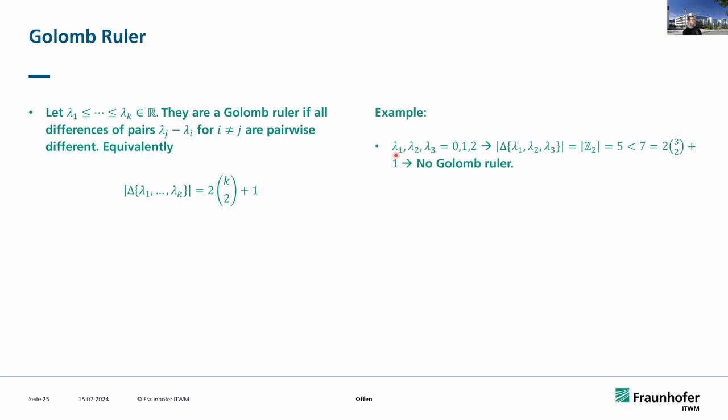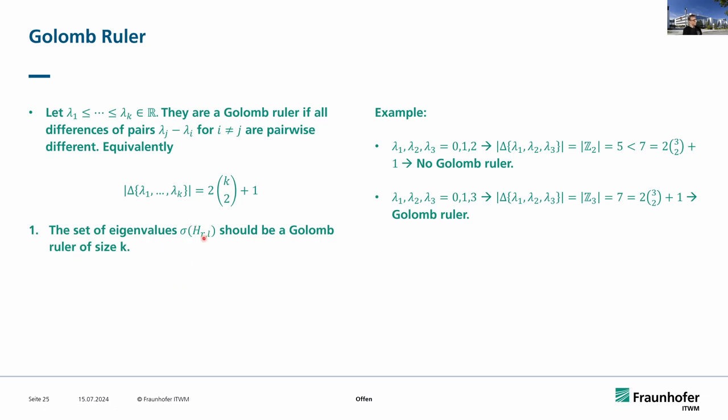Again, let's make an example. If you have 3 numbers, 0, 1, 2, let's compute all differences. 0 minus 0 is 0, 1 minus 0 is 1, 2 minus 0 is 2, and that's the largest number you get. To get the negative numbers, we get the set from minus 2 to 2, and that has size 5, which is less than 7, which is what you get if you plug 3 into this formula. So that's no Golomb ruler. Let's check the numbers 0, 1, and 3. Now you get all differences from minus 3 to 3, so the set has size 7, and that exactly matches if you plug 3 into that formula. So that's a Golomb ruler.